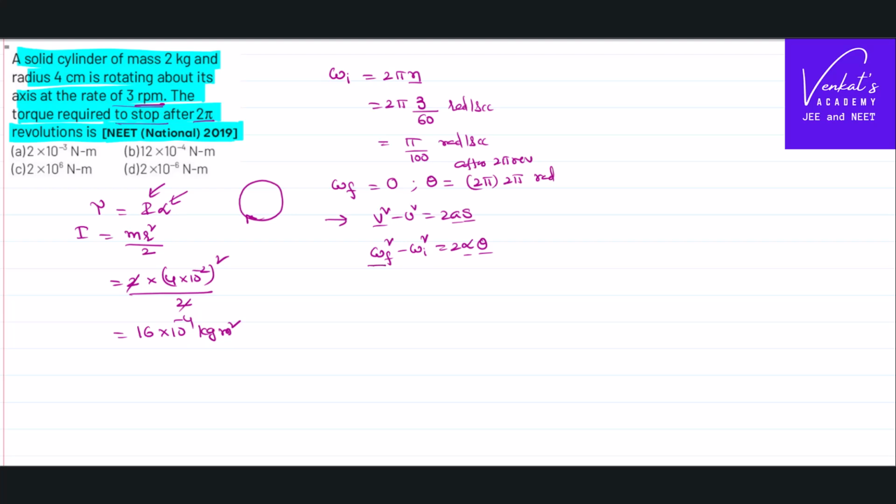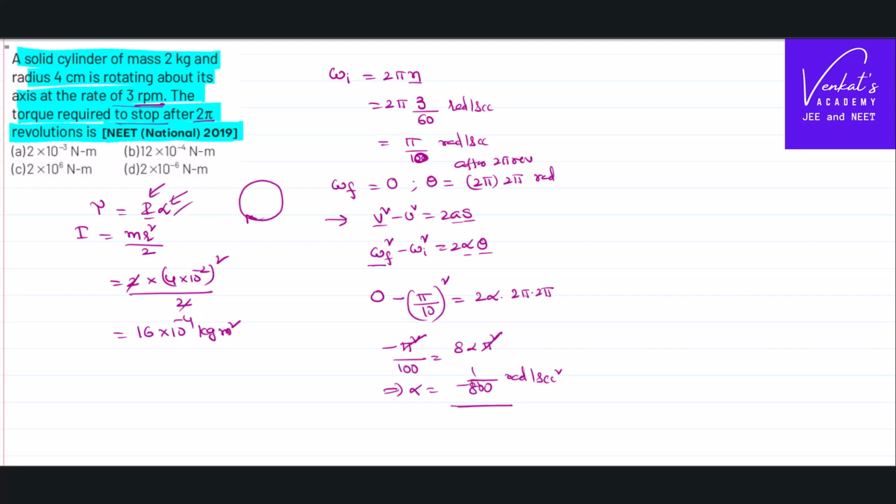Now I know everything. Omega final is 0. Omega initial is pi by 10, whole square. 2 into alpha into theta is 2 pi into 2 pi. It implies minus pi square by 100 equals 8 alpha pi square. Pi square can be cancelled. Alpha equals minus 1 by 800 radian per second square. Minus is a symbolic way of saying that it is acting against the rotatory motion. That's why it is stopping.